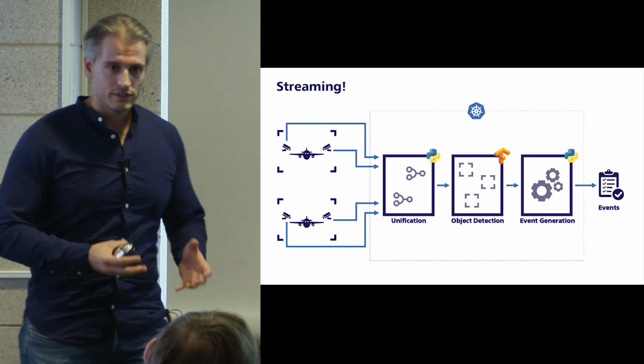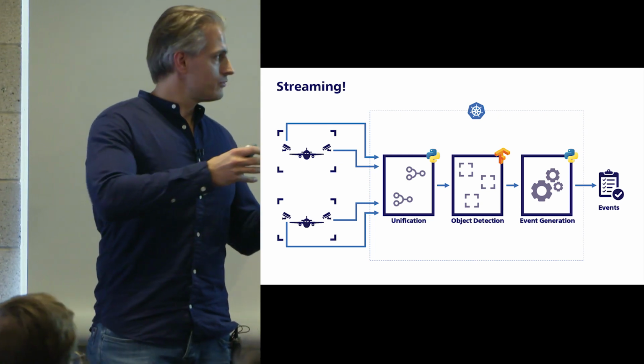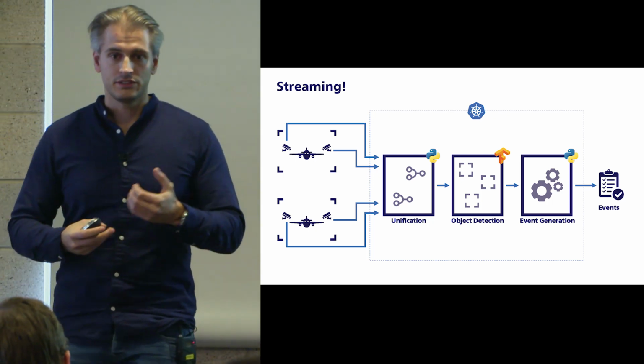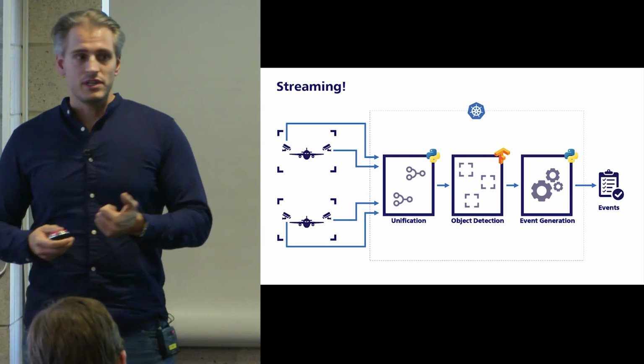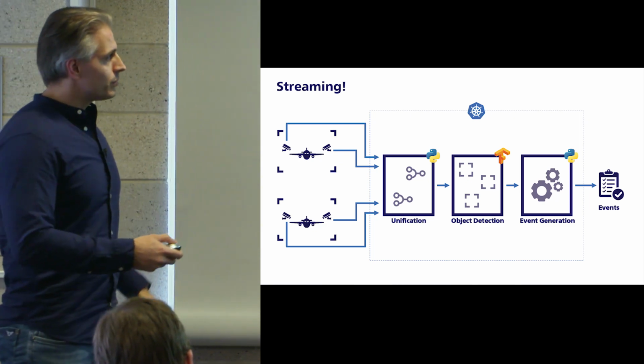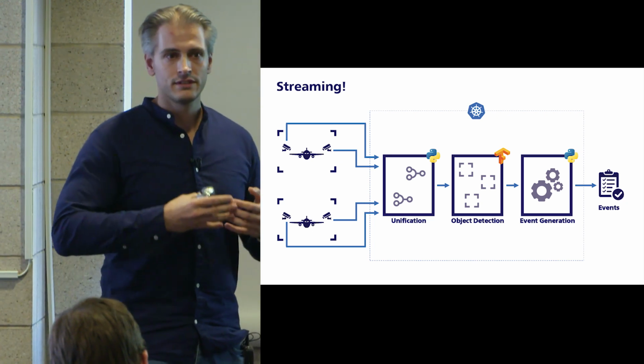After that, we do some object detection. So we'll try to see which kinds of objects are in this data point. Like, is there an aircraft? Maybe is there a high loader? Is there a catering truck? And the last part is, once we have the objects, we could potentially generate these events.